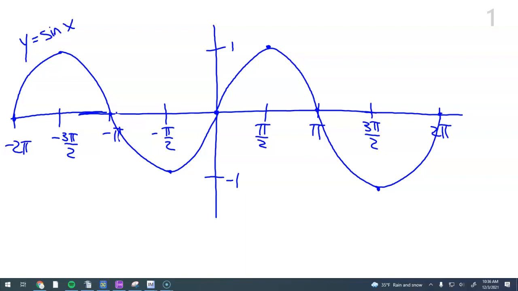Okay, so if I were to graph the derivative of this, where on this graph do I know exactly what the slope is? There. Negative pi over 2, pi over 2, 3 pi over 2. Okay. The steepest the slope ever gets is 1 or -1.